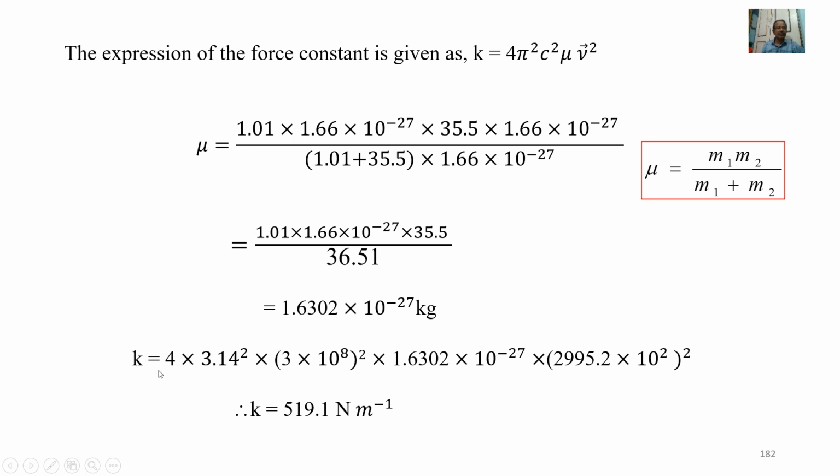So the force constant K equals 4 times 3.14 squared multiplied by 3 × 10^8 whole squared multiplied by 1.6302 × 10^-27 multiplied by 2995.2 × 10^2 whole squared. So K is equal to 519.1 Newton per meter.